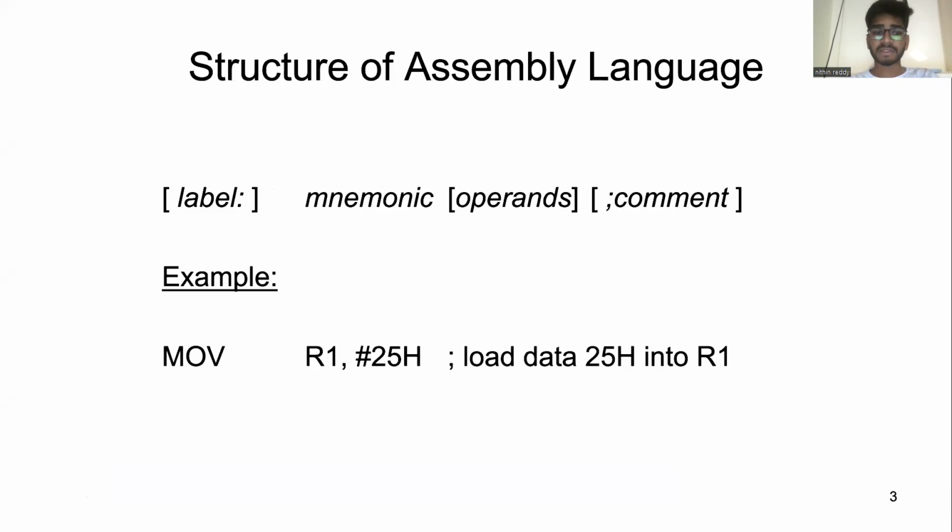Structure of assembly language: label, mnemonic, operand, and comment. Example: MOV R1, #25H, load data 25H into R1.